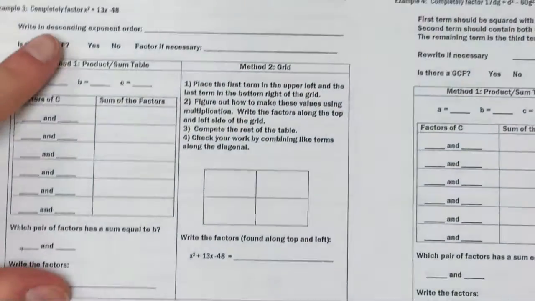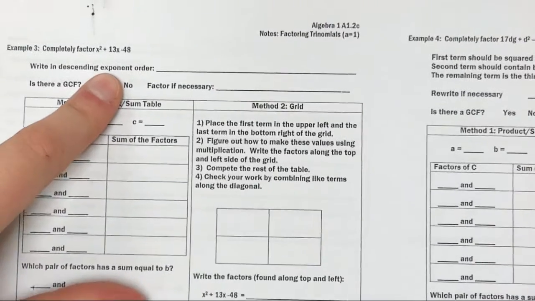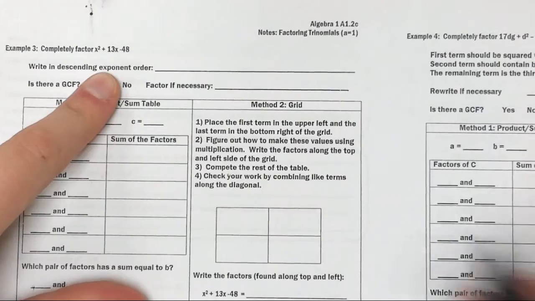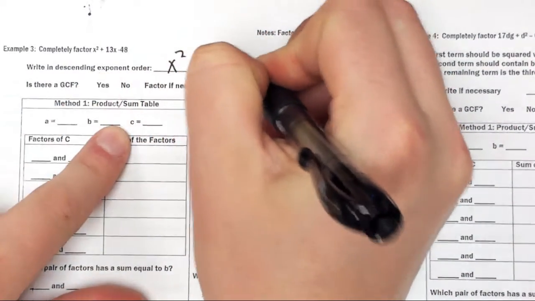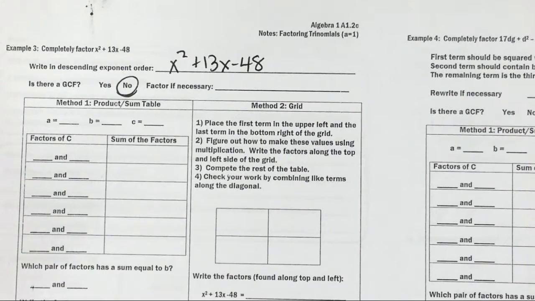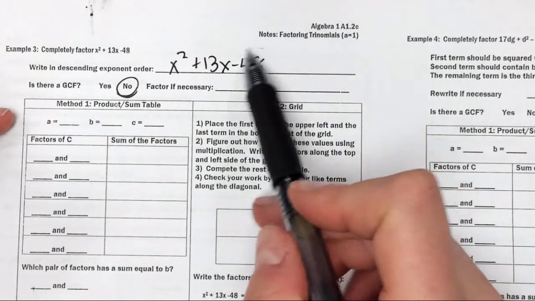I have x squared plus 13x minus 48, and it's already written in descending order. Is there a GCF? No, not in this case. Okay, the first thing we're trying to do here is find factors of negative 48 that add up to be 13.